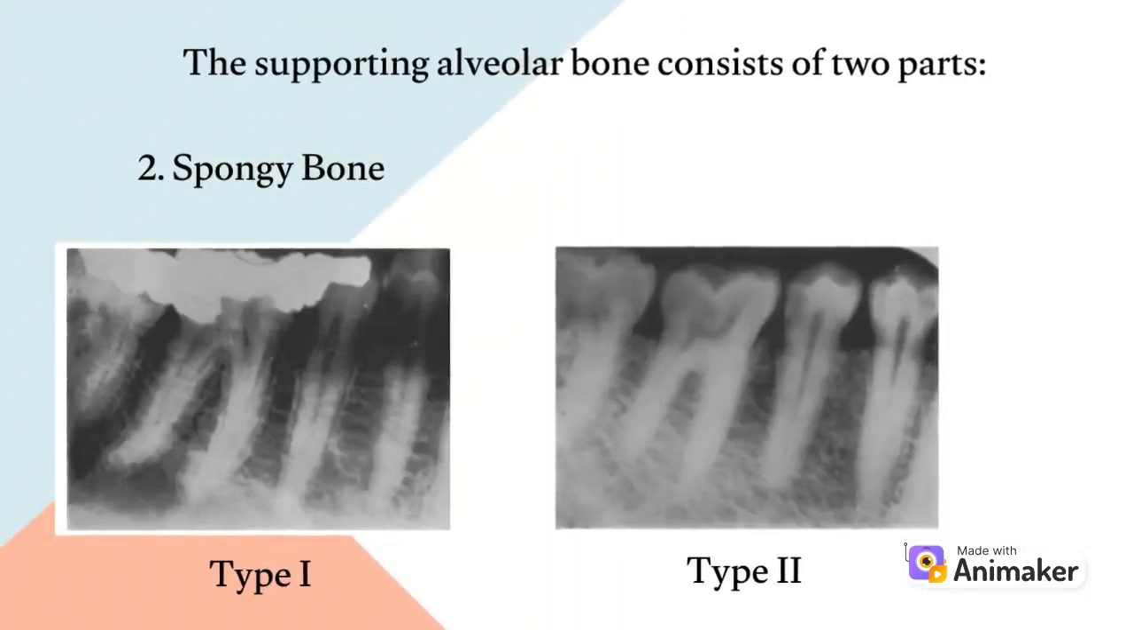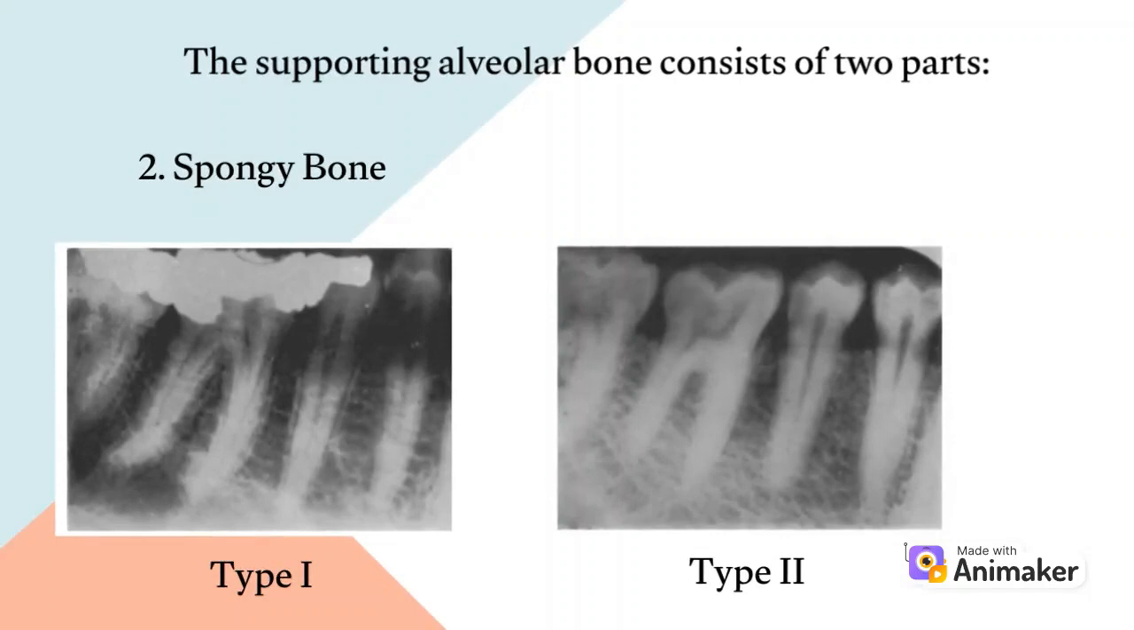Next, we have the spongy bone. This fills the area between the cortical plates and the alveolar bone proper, and there are two types of it. Type 1 shows a regular and horizontal ladder-like arrangement, and in type 2 it is irregularly arranged, numerous, and delicate.